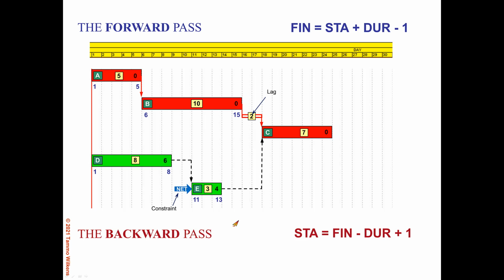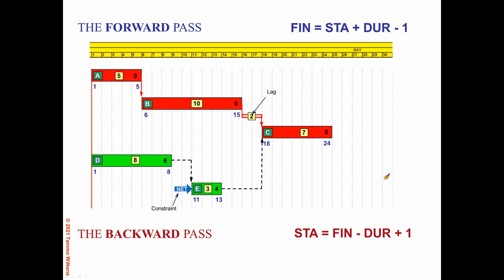So E then would start on day 11 and finish on day 13. Now we can see that for activity C, the earliest start date would be the additional 2 days beyond B's finish. So we have 15, and the next morning is day 16, but we add 2 days of lag, so it becomes the morning of day 18. And that would be the controlling date for C, because E, even with the constraint, is still well before B finishes. So we now have a finish date of day 24.